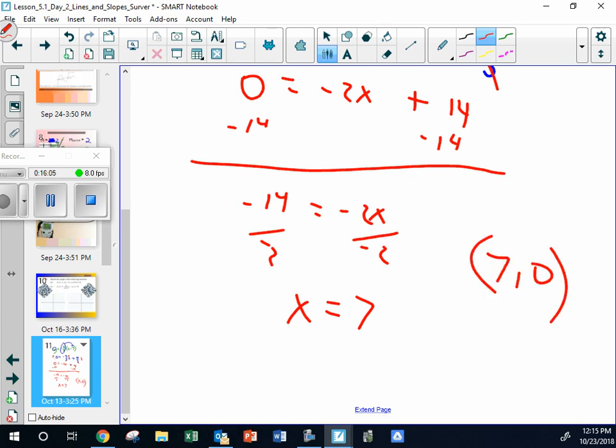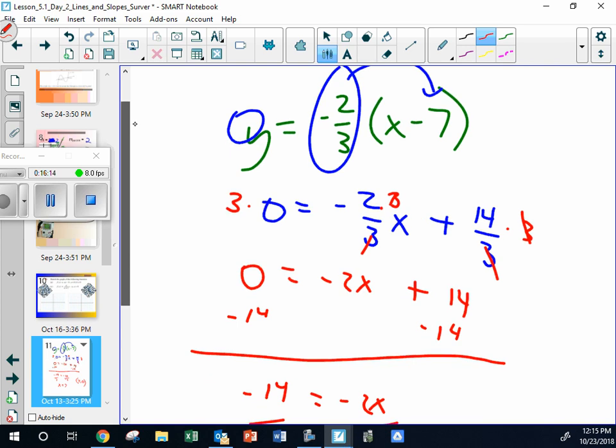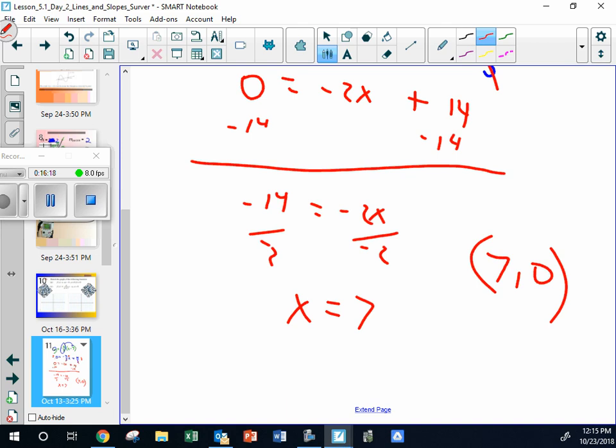Now, it took a lot of time, but I got a point, and I know the slope, and I can use point-slope. What's the slope? Should I just use negative 2/3? Of course not. What should I use? Positive 3 over 2. And so if my slope is going to be positive 3 over 2, now it should be easy peasy.